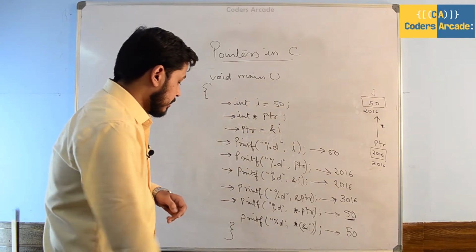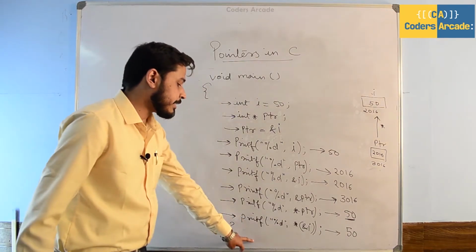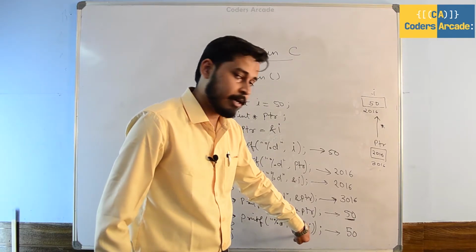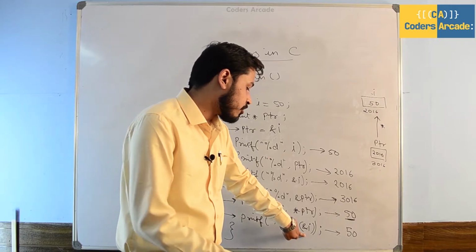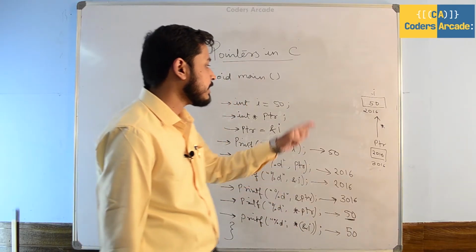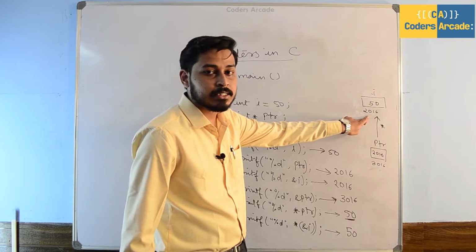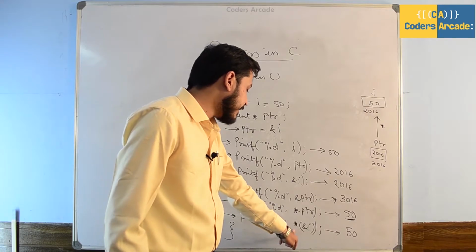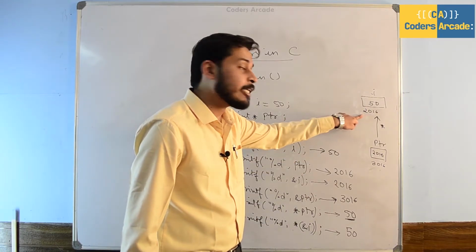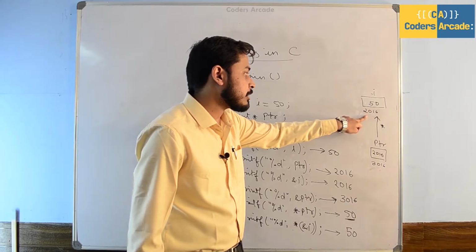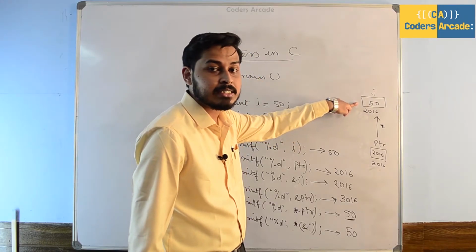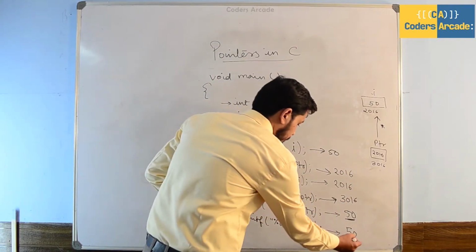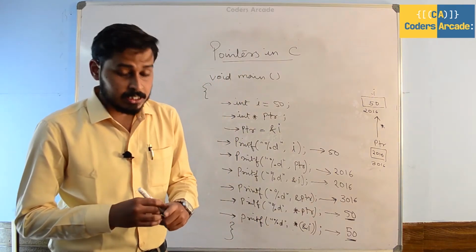Got it? Now in our final statement, we printed *(&i), or you can say pointer of address of I. In this case, what is the address of I? 2016 is the address of I, this variable right here. And what is this pointing towards? This 2016 is pointing towards the value inside this memory location, which is 50. So again 50 got printed, right? So this is the example.